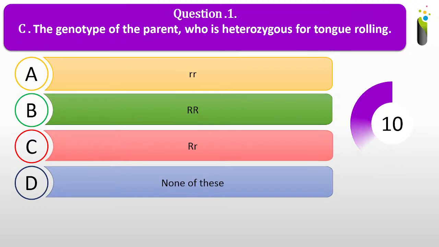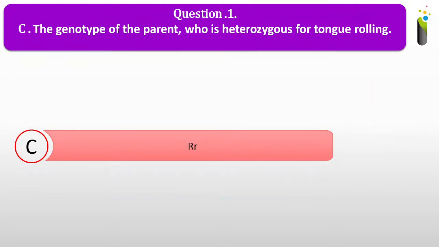So what should be the answer for this question? Heterozygous. This is how you will be reading out the question, because the hint here is heterozygous. So your answer should be C, that is capital R small r. Very good, Dhruv Girish. Kavya, very good.